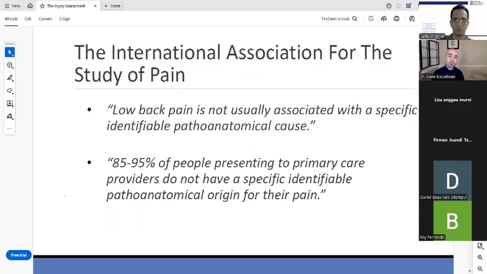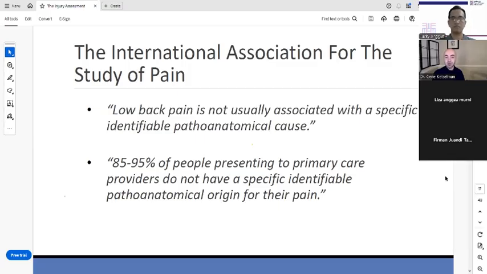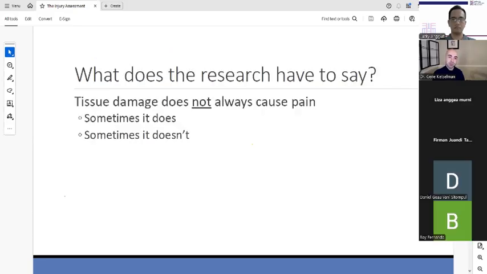So the International Association for the Study of Pain concluded that low back pain is not usually associated with a specific identifiable pathoanatomical cause. So let me say that again. Low back pain is not usually associated with something that shows up on your imaging, all right? 85 to 95% of people presenting to primary care providers do not have a specific identifiable pathoanatomical origin for their pain. That is an enormous percentage.